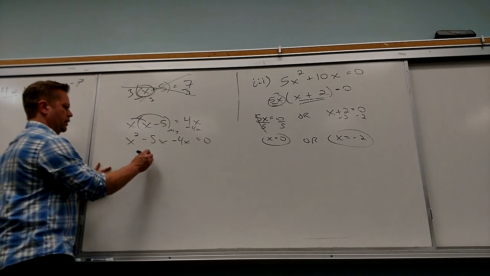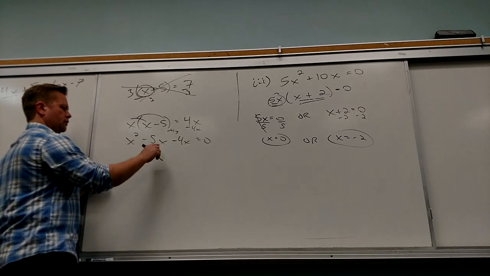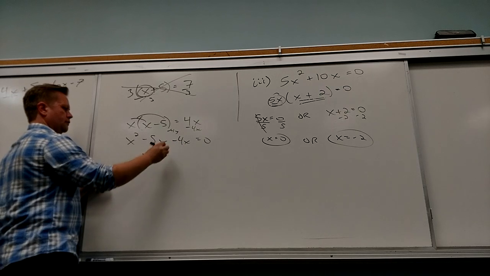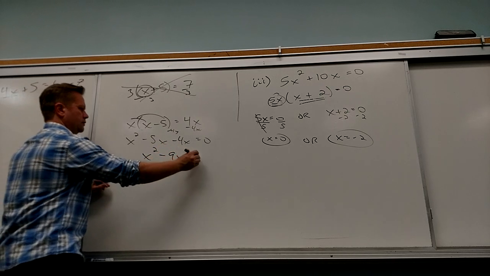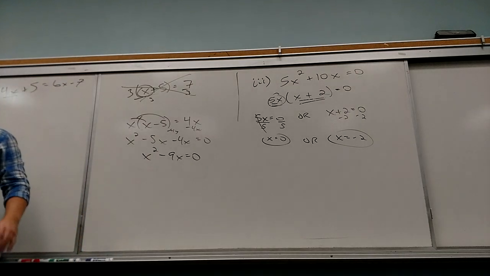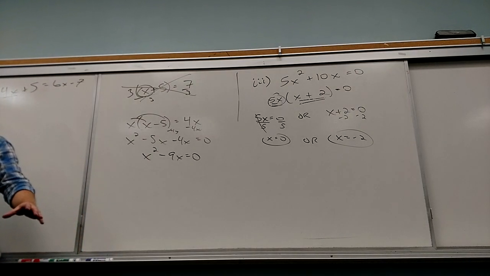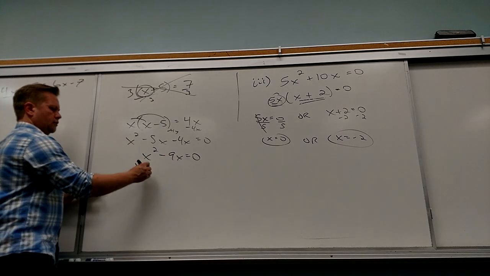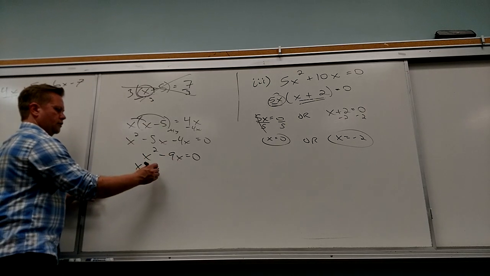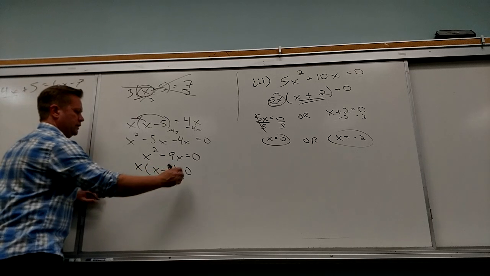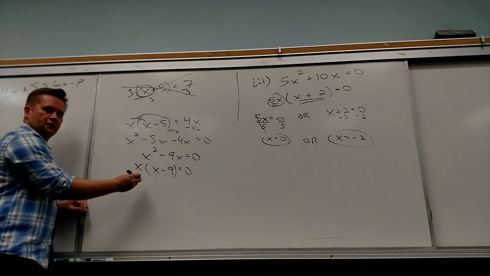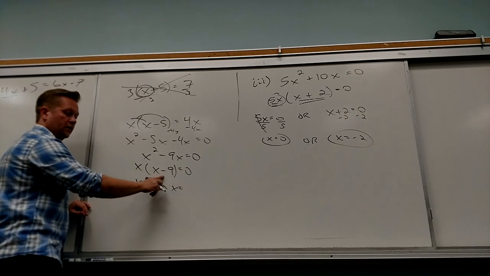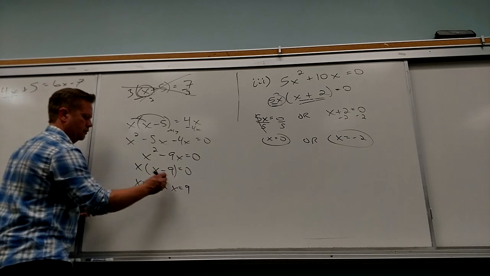Now how do I factor? What do I get here now? I get x squared minus 9x is 0. And then how do you factor that? What comes out of those two? x times x minus 9. Can you guys see the answer now? x is 0, or x is, what makes it 0? 9.